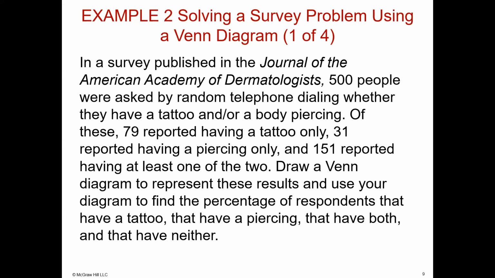All right, they want us to draw a Venn diagram to represent the situation, and then use the diagram to find the percentage of the 500 people that responded to the survey that have a tattoo, that have a piercing, that have both, that have neither. All right, so I have a question for you. Can you envision how many circles we're going to have inside our universal set here for this problem? 2 or 3?